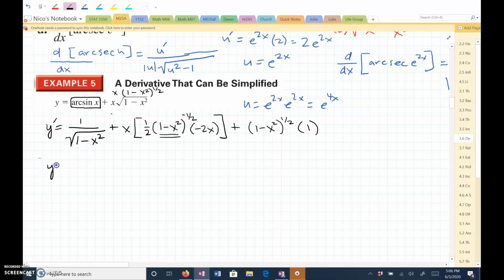So I'm going to write this as y prime equals 1 over, I'm going to write this in exponential form, 1 minus x squared to the 1/2 power. And then here I need to multiply 1/2. So 1/2 times negative 2 is negative 1. Negative x, so this would be negative 1x times x. That's going to be negative x squared. And then you still have 1 minus x squared to the negative 1/2 power plus 1 minus x squared to the 1/2 power. So now I have that.